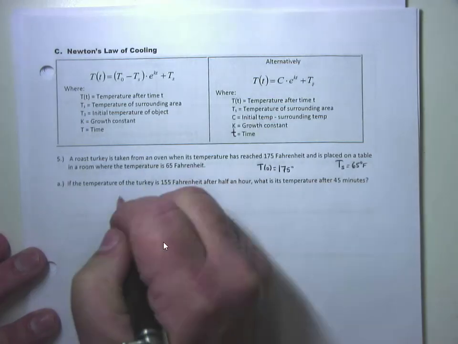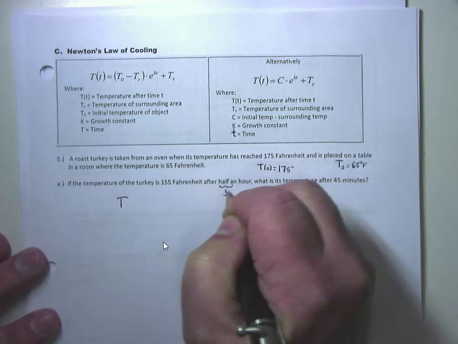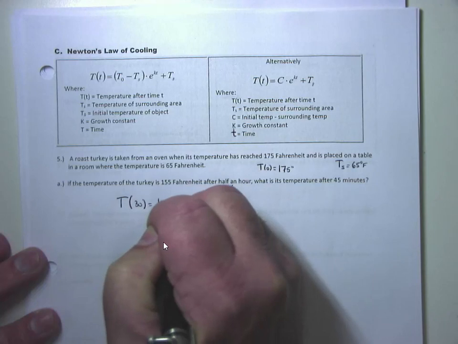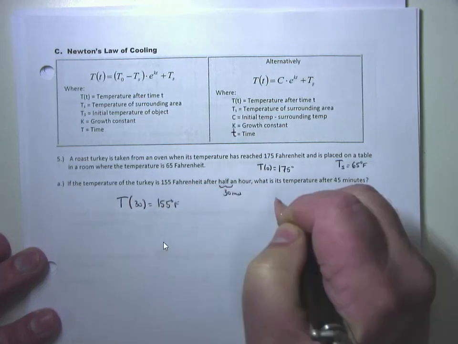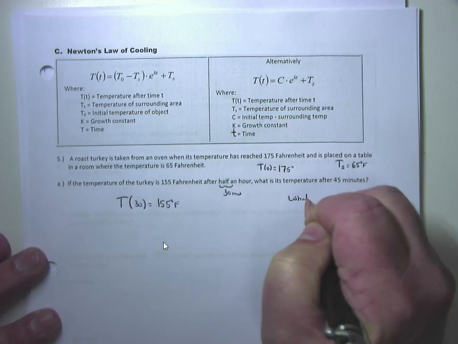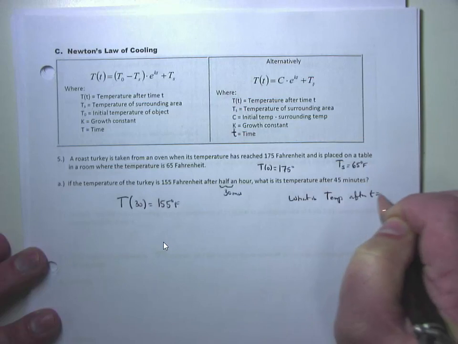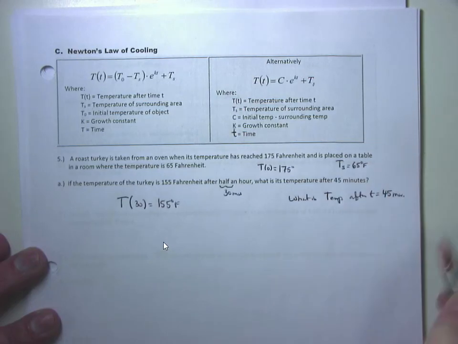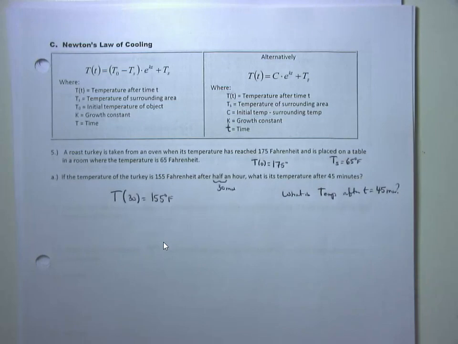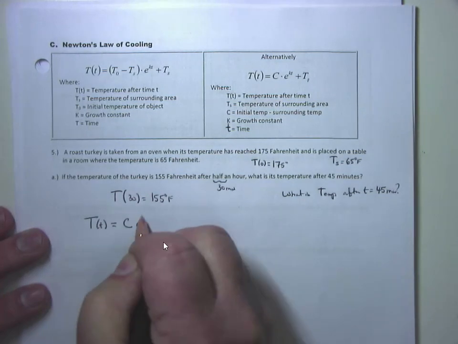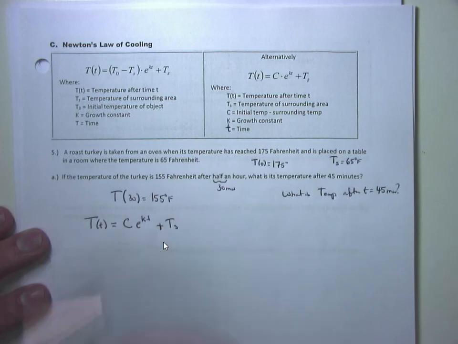So that tells me the temperature after half an hour, that's 30 minutes. You with me? So the temperature after 30 minutes is equal to 155 degrees Fahrenheit. The question is, what is the temperature after time equals 45 minutes? Now look at this formula. Big T of little t is equal to C e to the kt plus TS. In this problem, we know what TS is. What is our surrounding temperature?